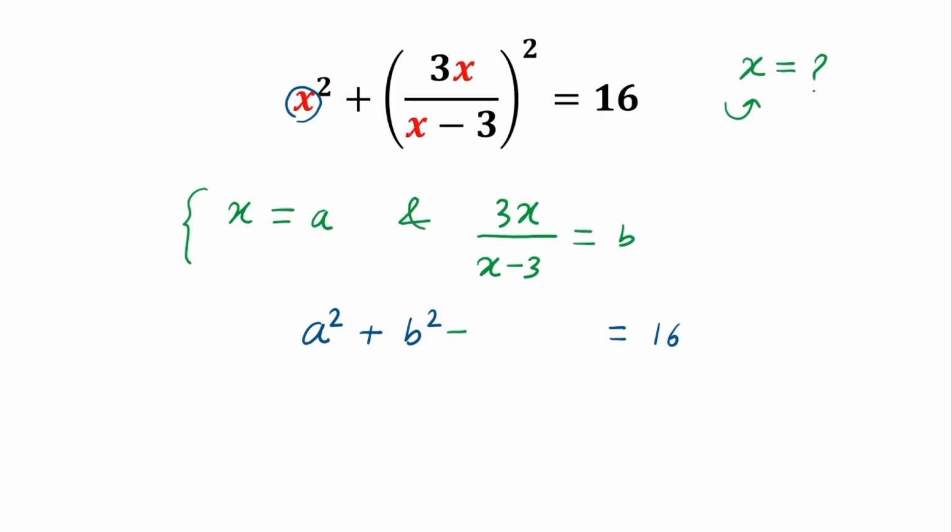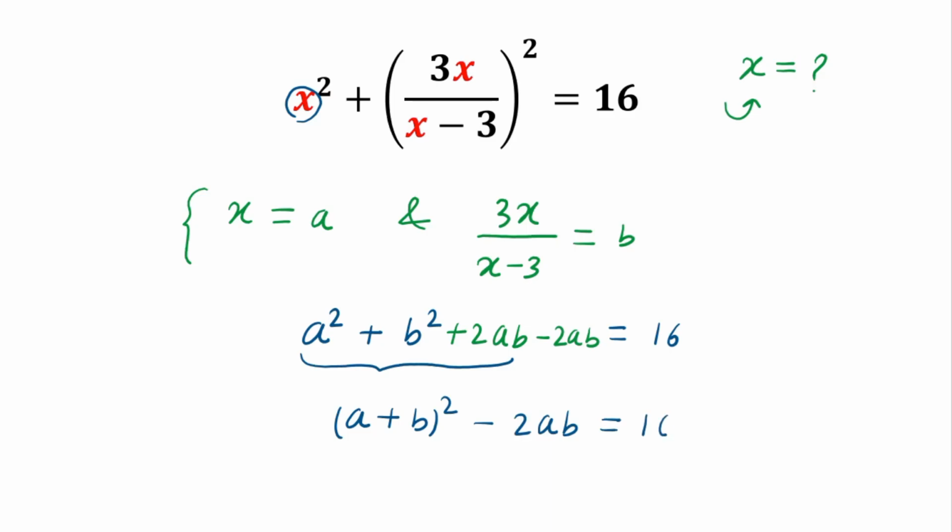Now if we add 2ab on the left hand side and subtract 2ab, then the expression a² + b² + 2ab is (a + b)². So this expression is replaced by (a + b)² − 2ab, and this is equal to 16. We have (a + b)² − 2ab = 16.